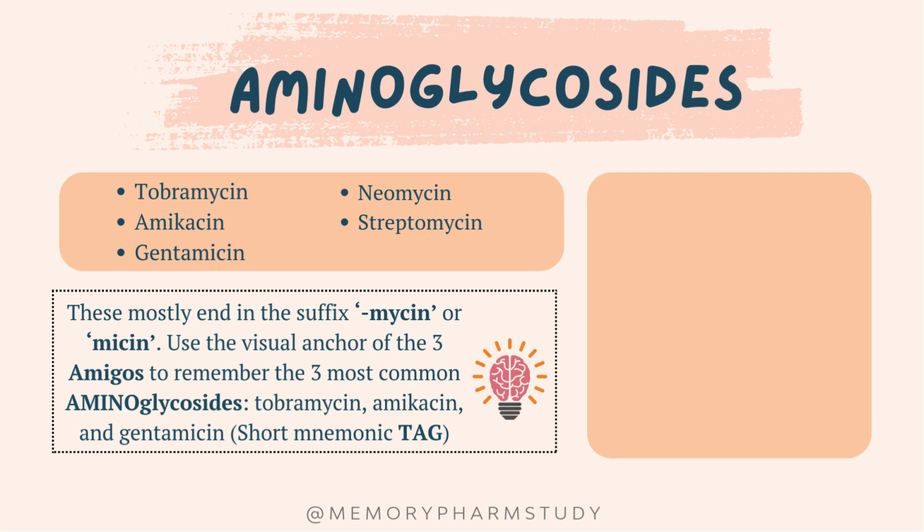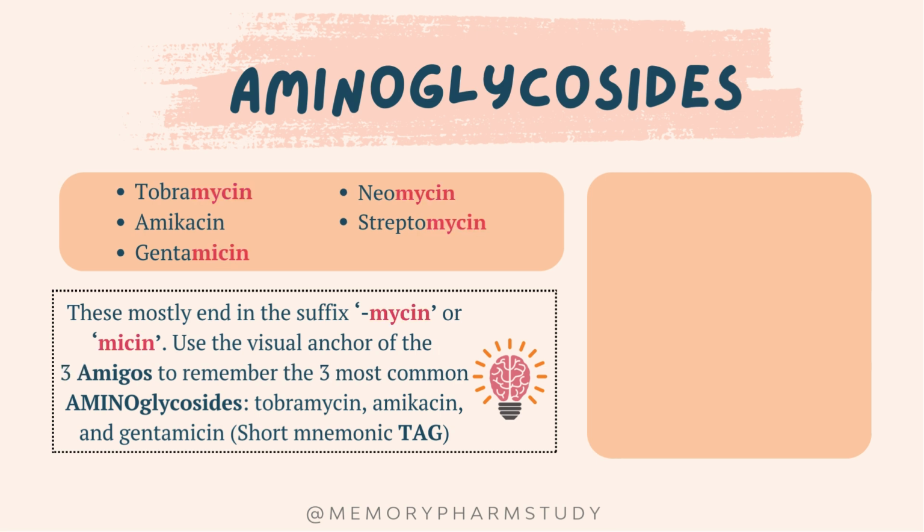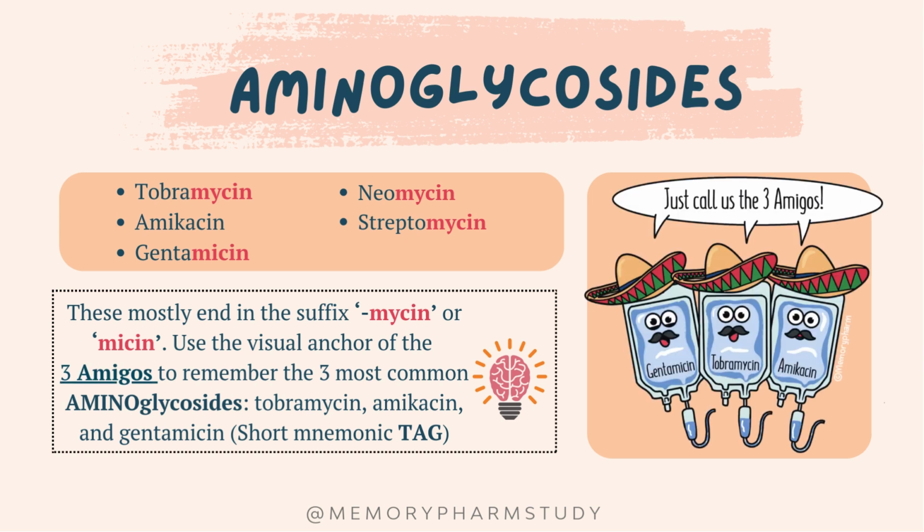Aminoglycosides mostly end in the suffix mycin, except for amikacin. Examples of aminoglycosides include tobramycin, streptomycin, gentamicin, and neomycin. Use the visual anchor of the three amigos to remember the three most common aminoglycoside antibiotics, which can be remembered using the short mnemonic TAG. T is for tobramycin, A is for amikacin, and G is for gentamicin.